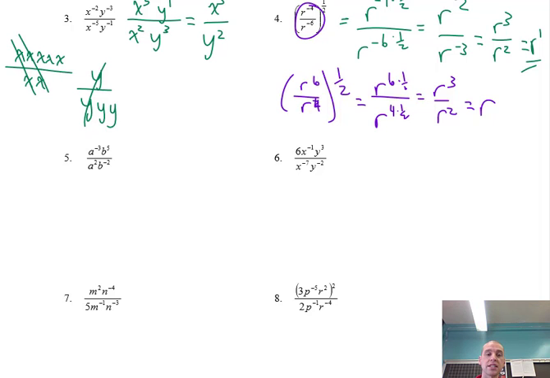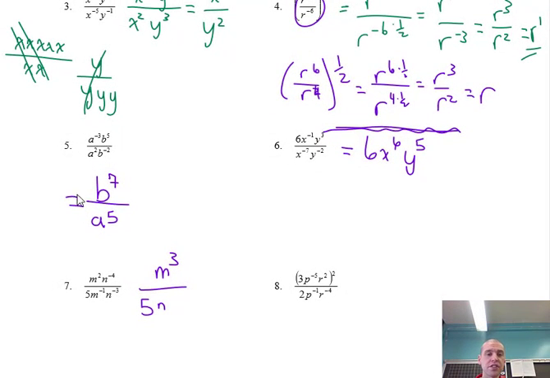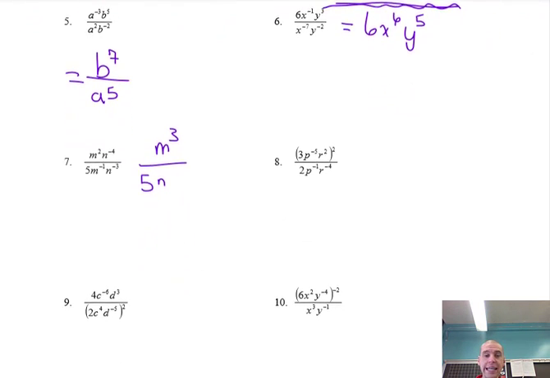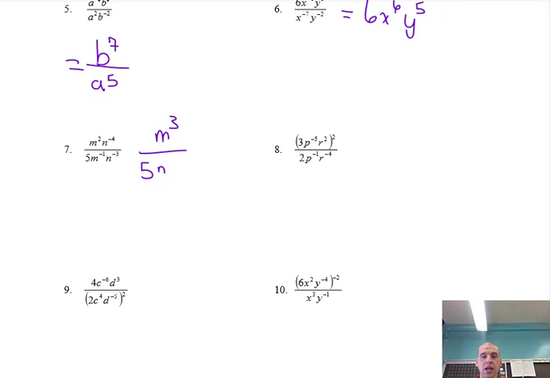So can you please attempt 5, 6, and 7? And so hopefully you got the answers for 5, 6, and 7. Please pause, and if you need to look at that. We're going to go right on to numbers 8 and 9 for right now.